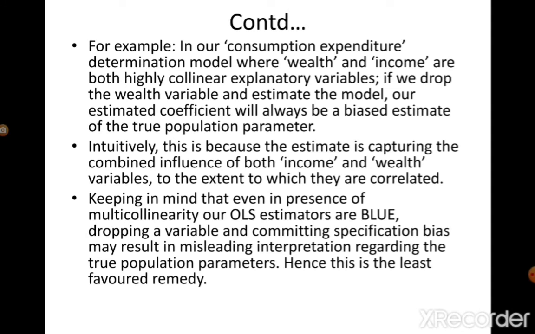To understand this better, look again at the example we have been discussing throughout: the consumption expenditure determination model. There the two important x variables are wealth and income. Now we know from observation that wealth and income are highly correlated and collinear. So this method suggests: drop the wealth variable and estimate the model using only the x variable income.